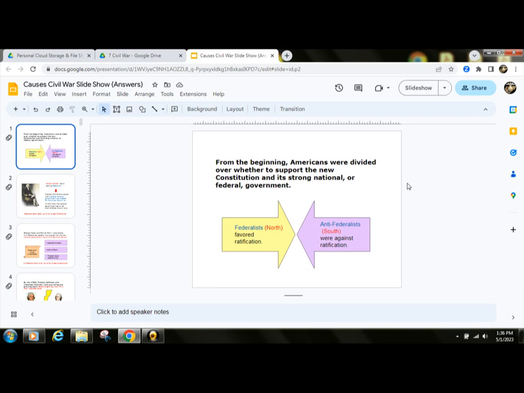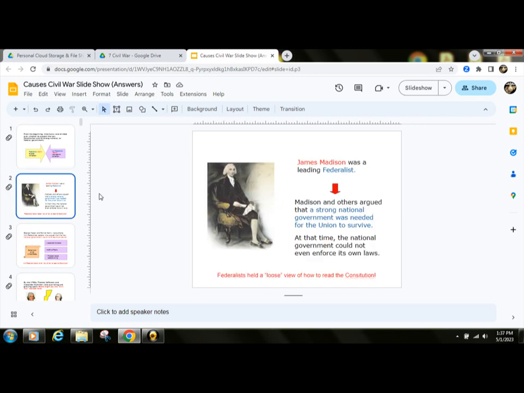Okay, remember, this is a slideshow about the causes of the Civil War. From the beginning, Americans were divided over whether to support the new Constitution and its strong national or federal government. The Federalists wanted ratification of the Constitution. The Anti-Federalists were mainly South. They were against ratification. This is just based on how the Constitution was organized.